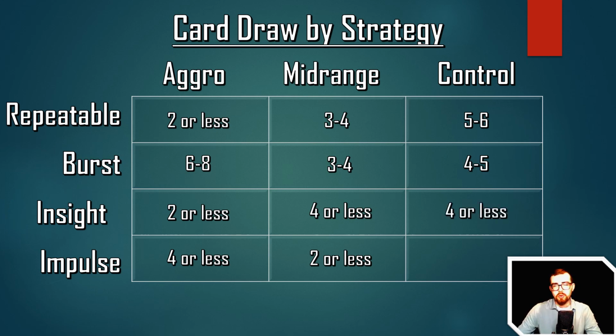Insight Draw, 4 or less. It comes in more handy when you're playing a high volume of instants to be able to have access to the top card of your deck, because it will just permanently increase your hand size without actually increasing your hand size. Impulse Draw, 2 or less. You don't really need this. You have the other types of draw, and you aren't so dependent on speed that you actually need that much of it.